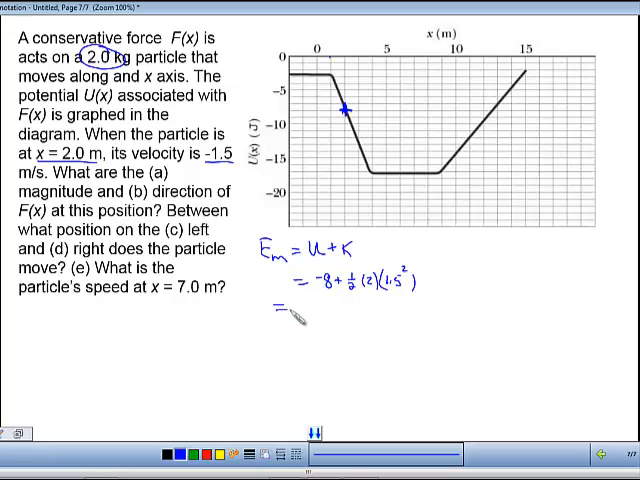Well, this is negative 8 plus 1/2 times 2, which is 1. And 1.5 squared is 2.25, which gives us a negative 5.75 joules. That's our maximum energy. Okay, so 5.75, I'm going to draw my maximum energy right here, negative 5.75.